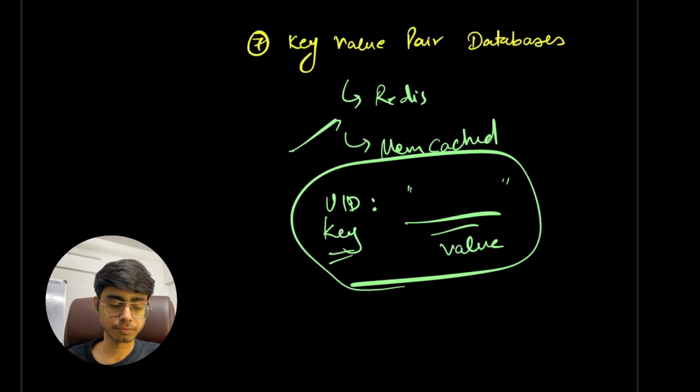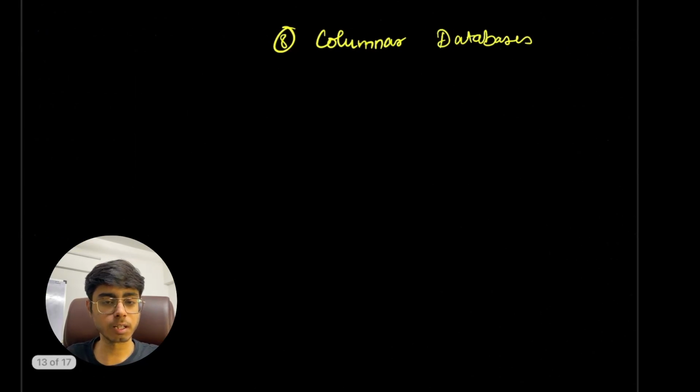I hope this is clear. AWS also has DynamoDB, which is a key value based database. So now we understood key value databases. Next is columnar database, right?